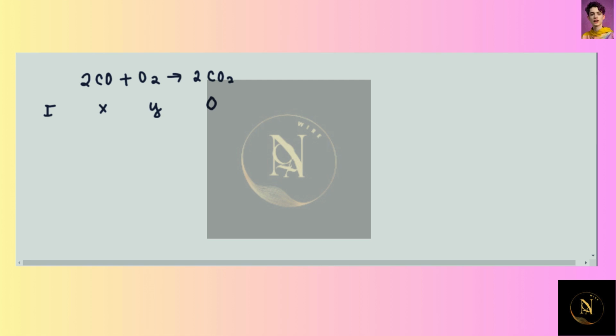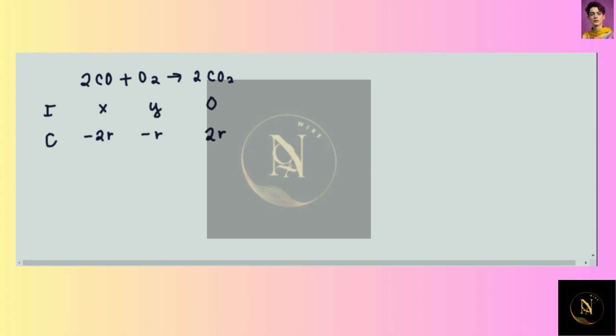Suppose R atm of oxygen gas is consumed, so we say negative R. From the balanced equation, for every 1 mole of oxygen gas, we have 2 moles of carbon monoxide. So the change in carbon monoxide will be minus 2R. This minus sign indicates that the partial pressure, or the amount in general, decreases as the reaction goes on. And since carbon dioxide is a product, it is produced. From the balanced equation again, 1 mole of oxygen gas produces 2 moles of carbon dioxide. So the change in the amount of carbon dioxide will be 2R.